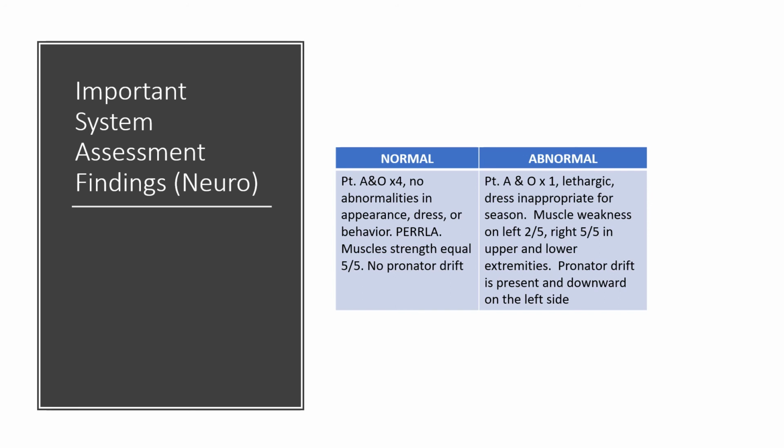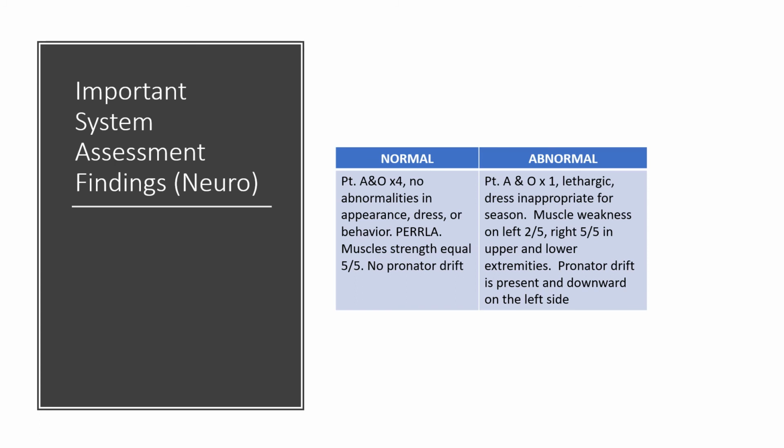Important system assessment findings for neuro. A normal neuro assessment would be your patient is alert and oriented x4 with no abnormalities in appearance, dress, or behavior. Their pupils are equal and round and reactive to light and accommodation. The muscle strength is equal. It's 5 out of 5. Don't forget to rate your muscle strength, and there is no pronator drift.